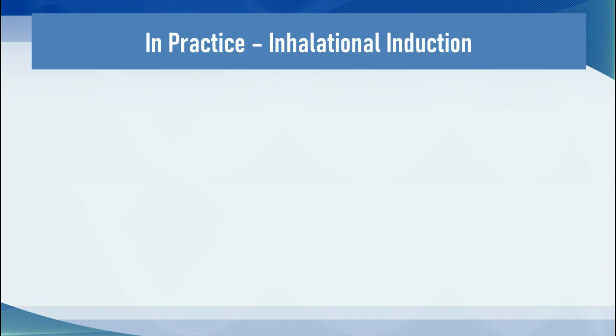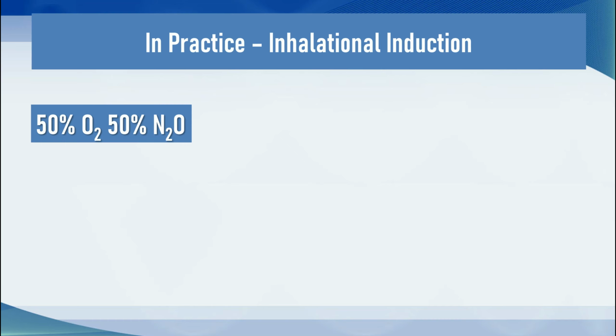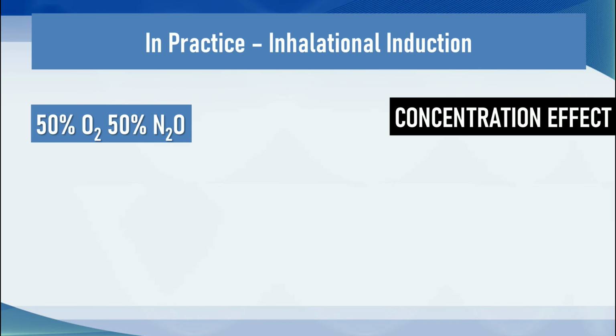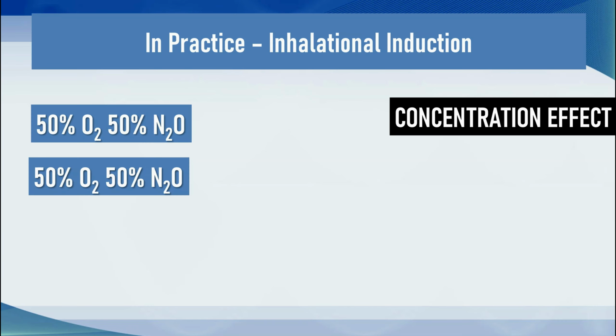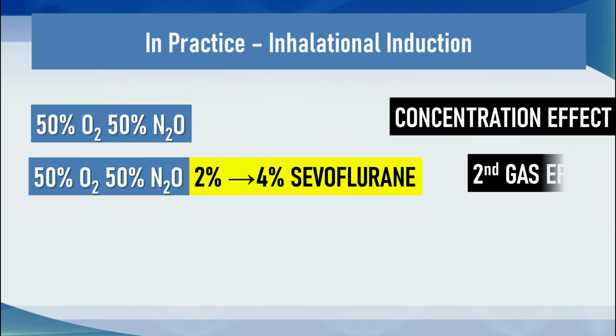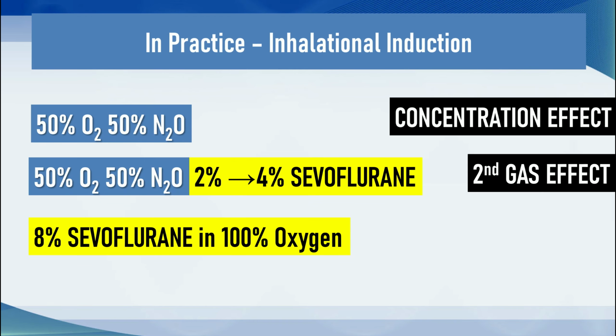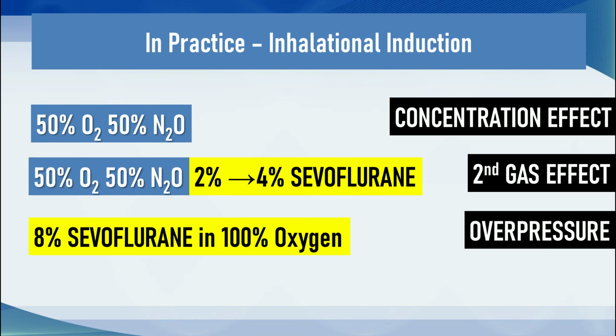In practice, this is how many anesthesiologists perform inhalational induction. First, the patient breathes 50% nitrous and 50% oxygen. This is the concentration effect. Then sevoflurane is gradually introduced, the second gas effect. Eventually, you may administer 8% sevoflurane. At this stage, overpressure is driving the FA/FI.